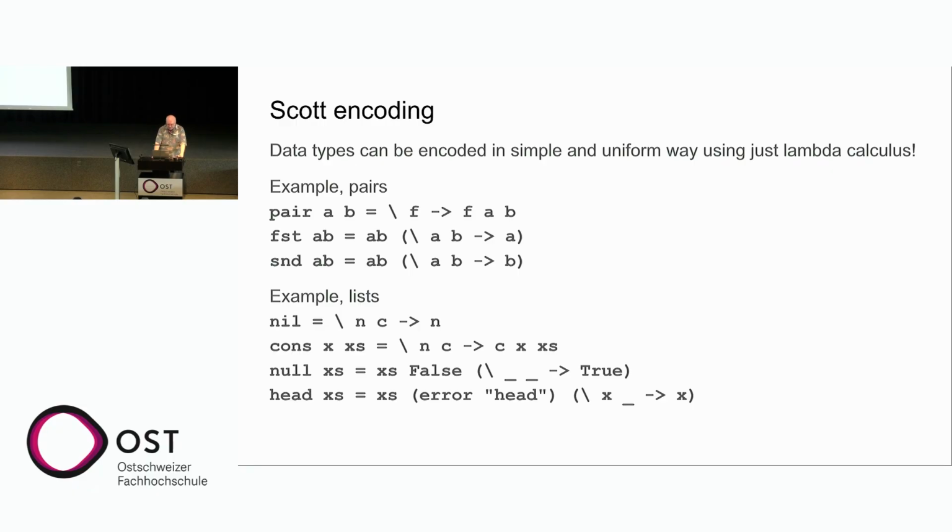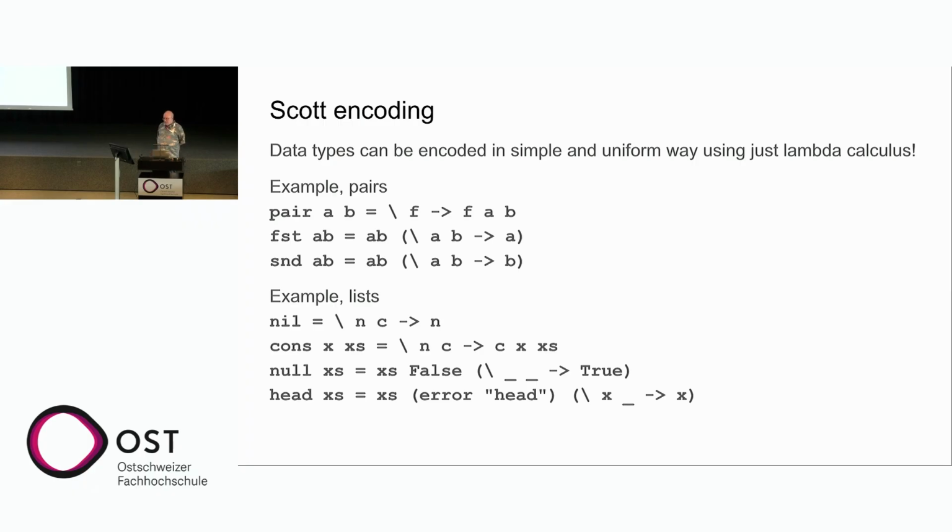Yes, data types. How many people know how Scott encoding works? Oh, okay, that's like half maybe. Okay, so let me illustrate by pairs and first and second. Here's how you do pairs. The pair function forms a pair of A and B, and what is that? It is a function that takes a function as argument and applies that function to A and B. So it has A and B squirreled away in there somewhere.